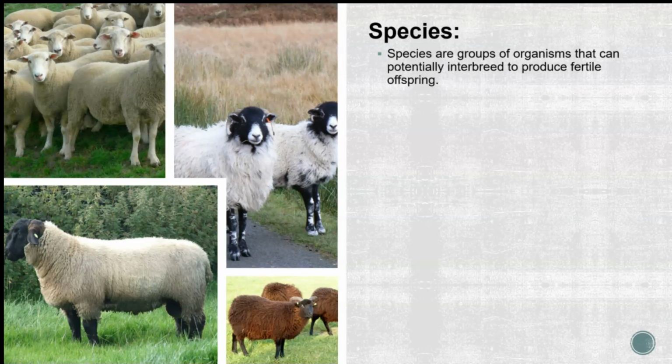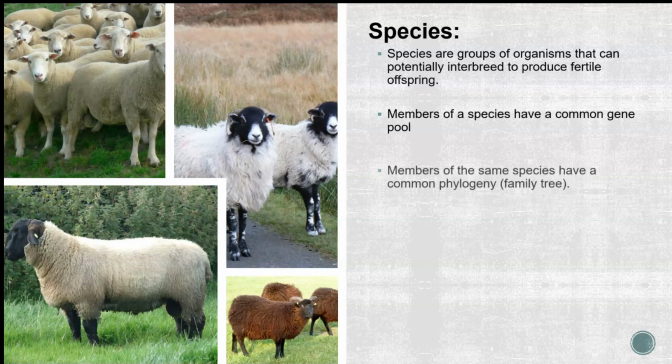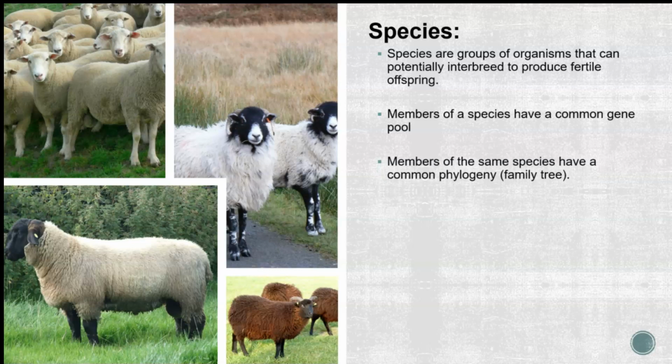Species are groups of organisms that can potentially interbreed to produce fertile offspring. When we look at these pictures, we've got different breeds of sheep, but they're all the same species, so they can interbreed and produce young. Many members of a species have a common gene pool. Members of the same species have the same family tree, or phylogeny.